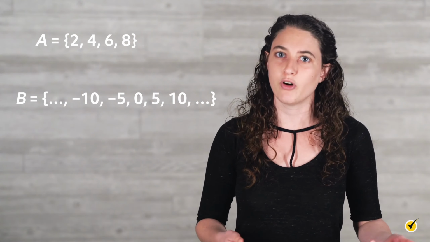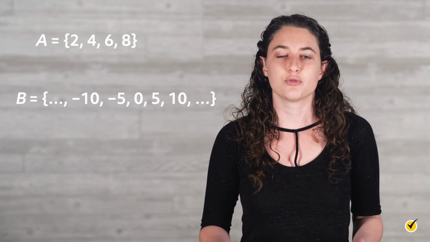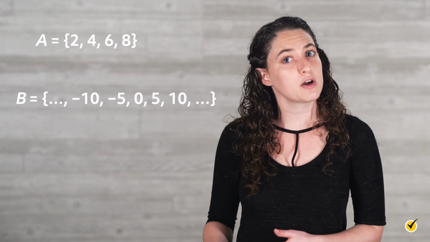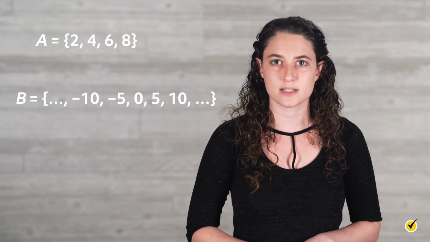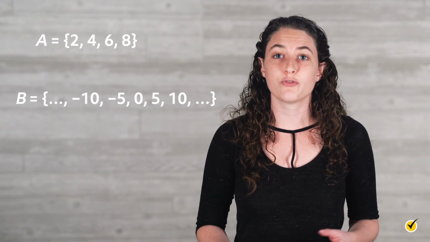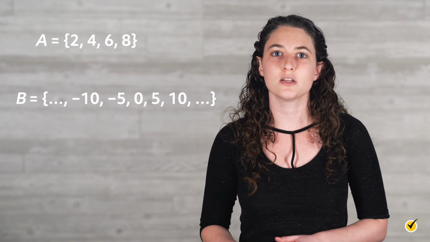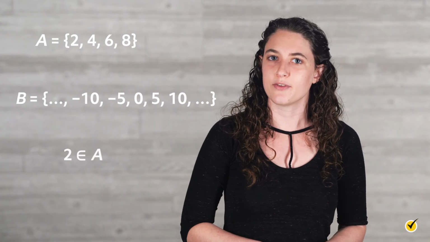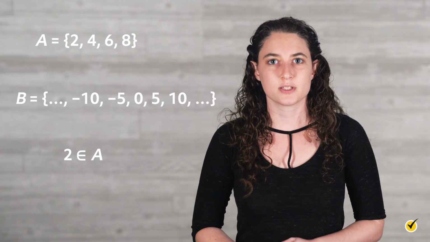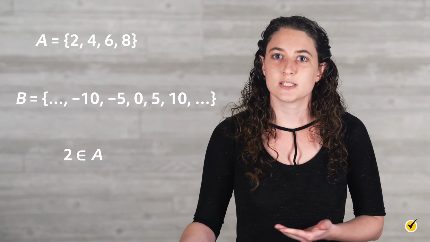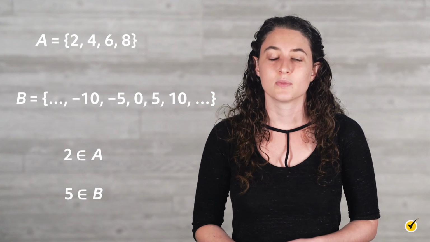In both of the example sets A and B, notice that we started by writing the name of the set, followed by an equal sign, and then wrote the elements of the set separated by commas between a pair of curly brackets. The numbers in a set are referred to as the elements of that set, and we use the element sign to show that a number belongs to a set. For example, we can say that 2 is an element of A because 2 is one of the numbers in set A. Likewise, we can say that 5 is an element of B.